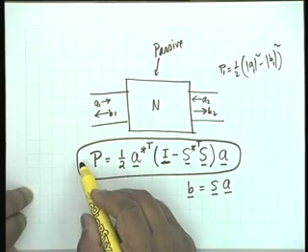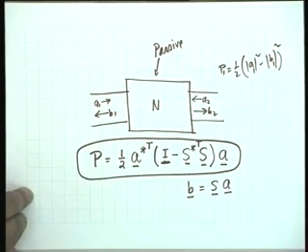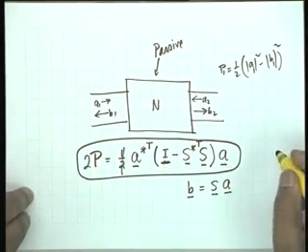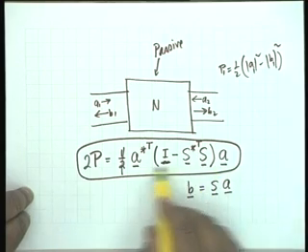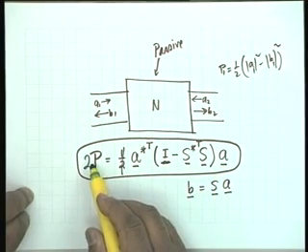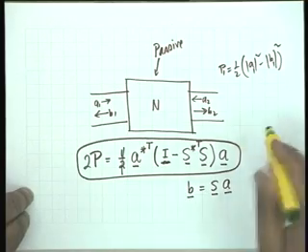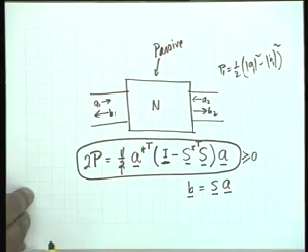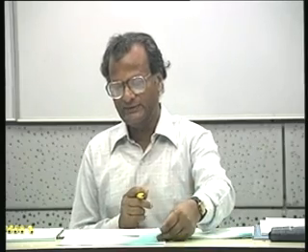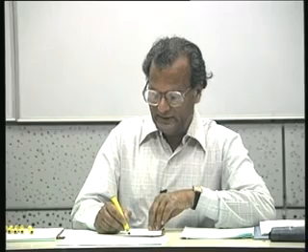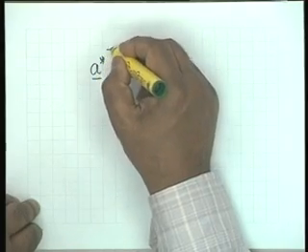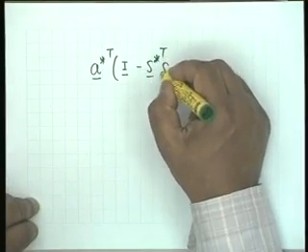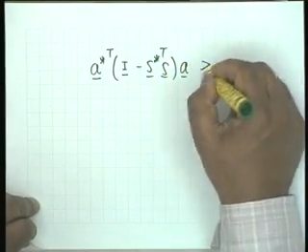And if the network is passive, let us write the final result in a slightly different form. Let us bring this 2 here, 2P. If the network is passive, well, this is obviously a scalar quantity. The power is a scalar quantity, it is not a vector, it is not a matrix. The power must be greater than or equal to 0 if the network capital N is passive. And therefore, the result is that for a passive network, the scattering parameters shall obey this particular relation, that is, A star transpose (I minus S star transpose S) A greater than or equal to 0.